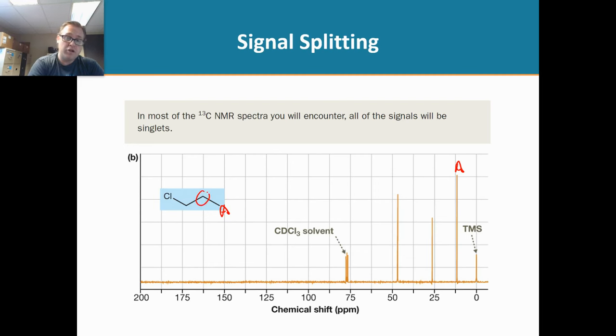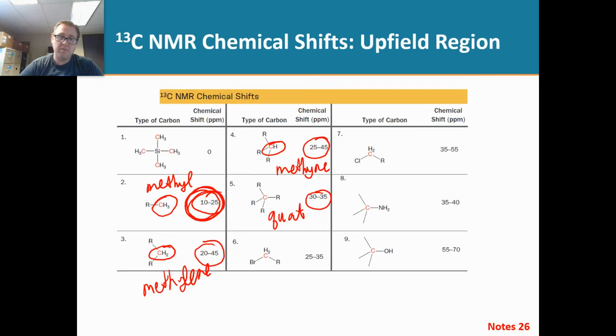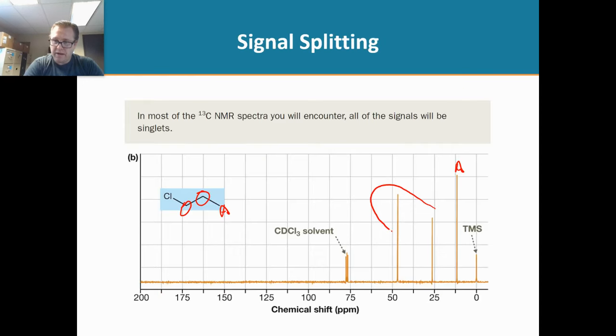Now we have two methylenes, which are going to be those two, but which one is which? Because when you go to the table, methylenes right here says 20 to 45. Okay? And both of those are in that range, 20 to 45. So how can we distinguish between this guy? Let's label it B and C. Now, why am I labeling A, B, C? Because each of those carbons is chemically distinct. So we have three chemically distinct carbons.